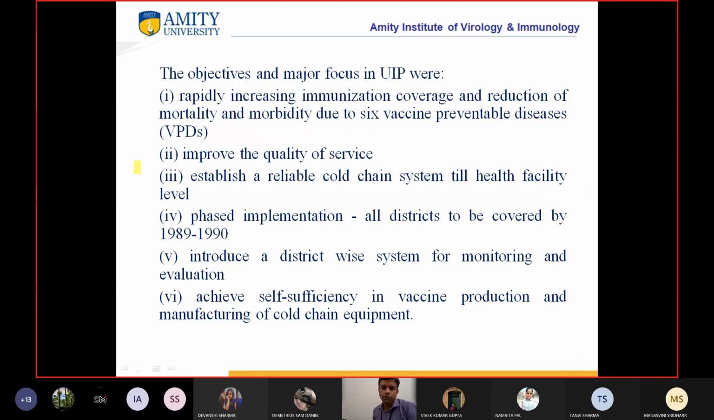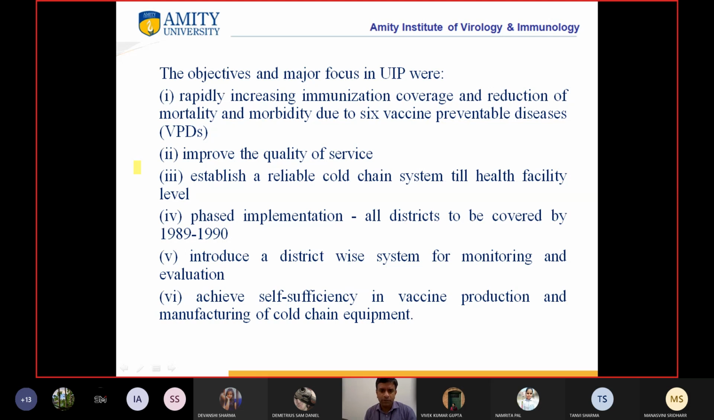The objective and major focus in UIP were, so one of them was rapidly increasing immunization coverage, right? So vaccination coverage was always low, right? So one of the major objectives was that there should be increased immunization coverage, and reduction of mortality and morbidity due to 6 vaccine preventable diseases. So if you are giving that much vaccine, the government expects that the mortality and morbidity should decrease.